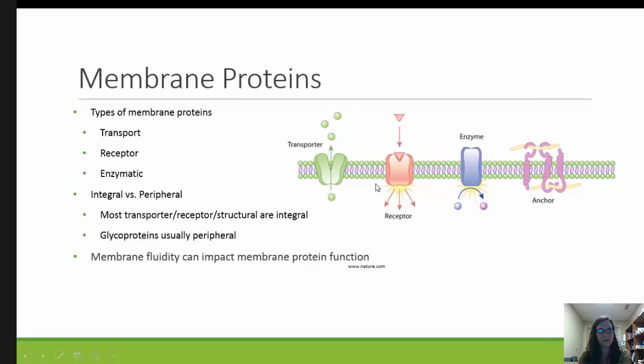Okay, so we're going to do a little overview of each of these, and then we'll look at each one specifically. So first we have these transporter proteins, and it's exactly like it says. It regulates the flow of nutrients in and out of the cell. So nutrients are transported in and out of the cell.